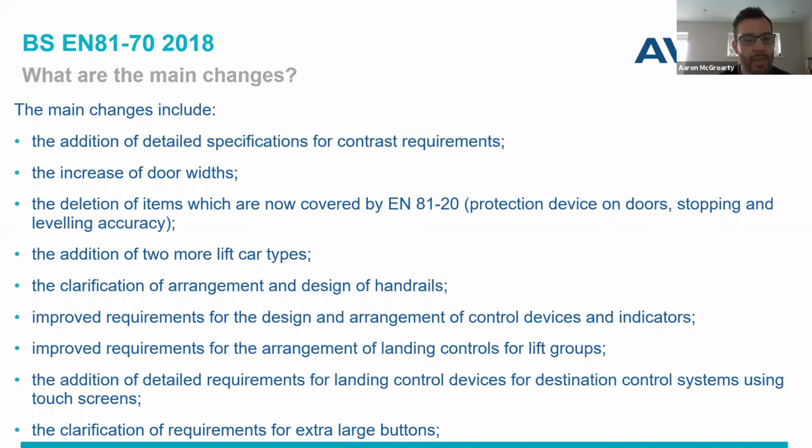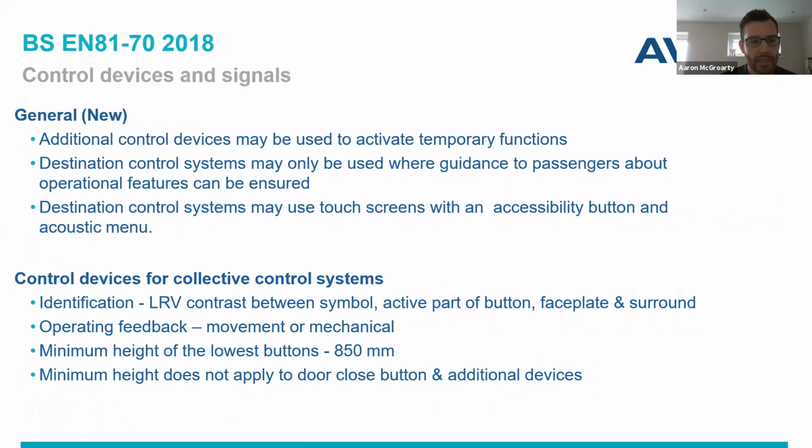I've highlighted many of the changes that have come across here. I won't go into too much detail as they cover the standard in general. So things like the addition of 2 more lift car types, increasing door widths, improving the design and arrangement of indicators and so on. I'll leave that there just for a second for you to quickly skim through, but the main focus for this presentation will be looking at the changes to car signals, but also the specific design requirements that you should pay attention to. So what do those look like?